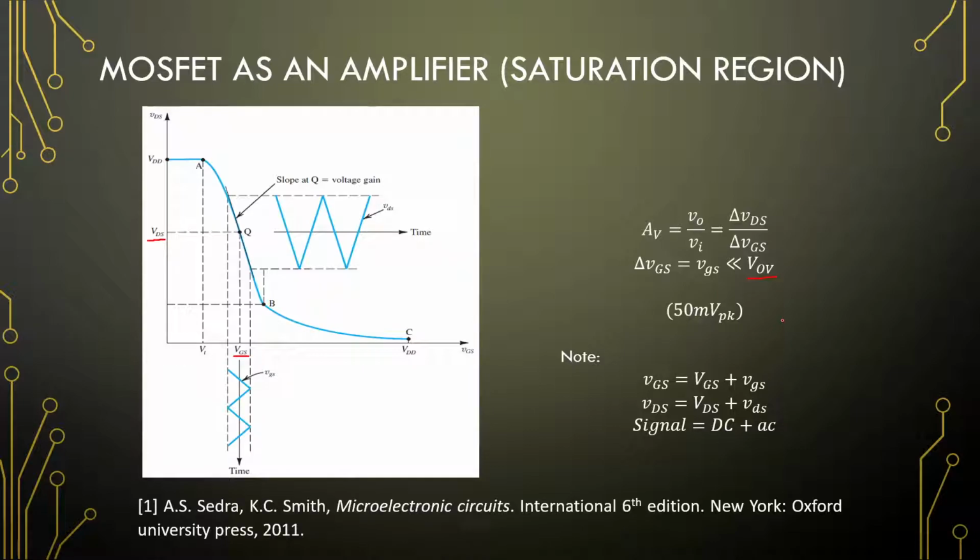And note for input voltages, so this small or the delta value should always be much smaller than your overdrive voltage. Some references will say 20 millivolts peak, others will say a different value. It depends on the size of your overdrive voltage. So you take your overdrive voltage divided by 10. That is your rough estimate for a peak value that you can insert on your amplifier.